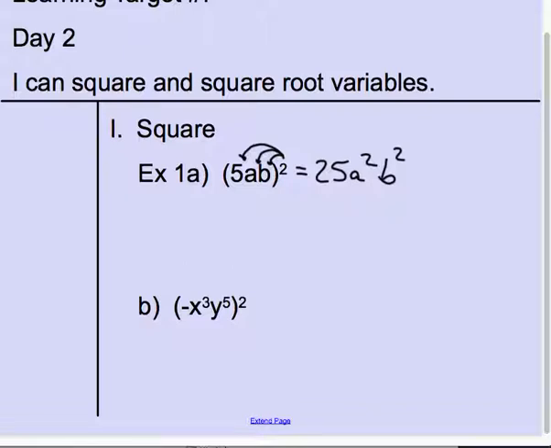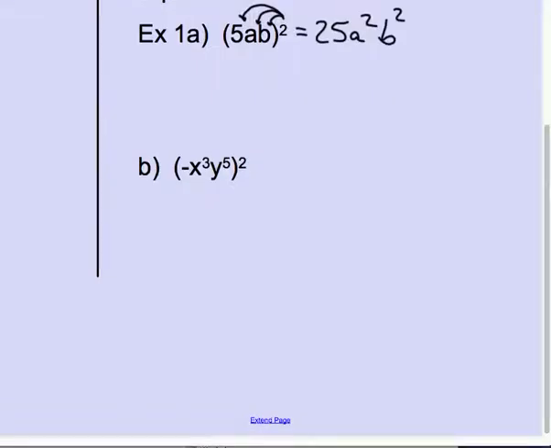Second example is a little bit more complicated, but the first thing that I want you to remember is that anytime you square a number, your answer is positive. So when I square my negative, it becomes positive. So I really don't even have to worry about that. Now I'm going to take a look at squaring x cubed.